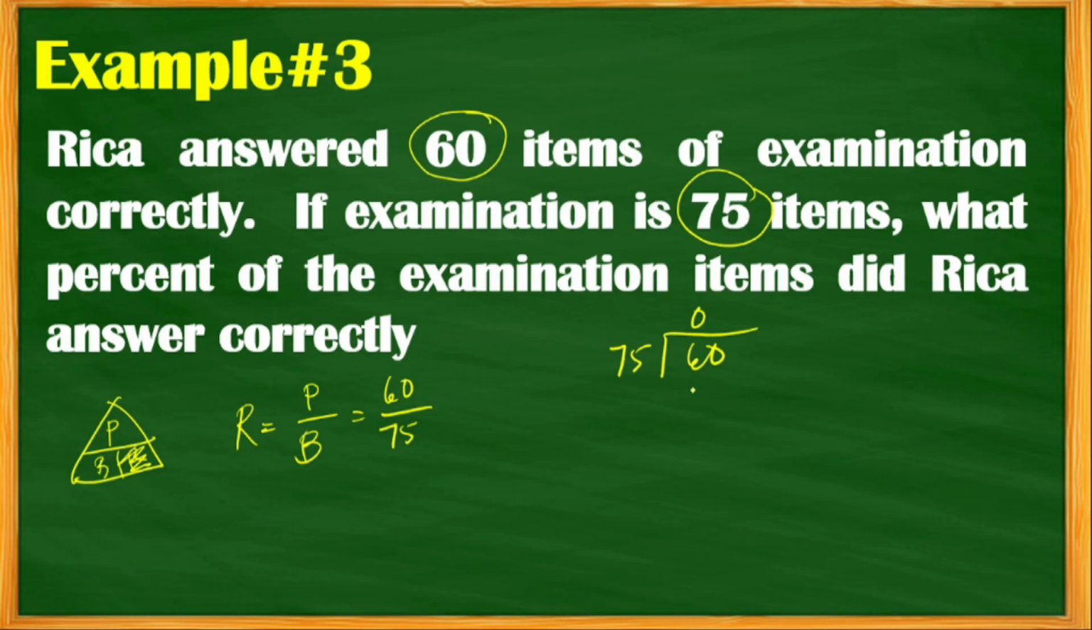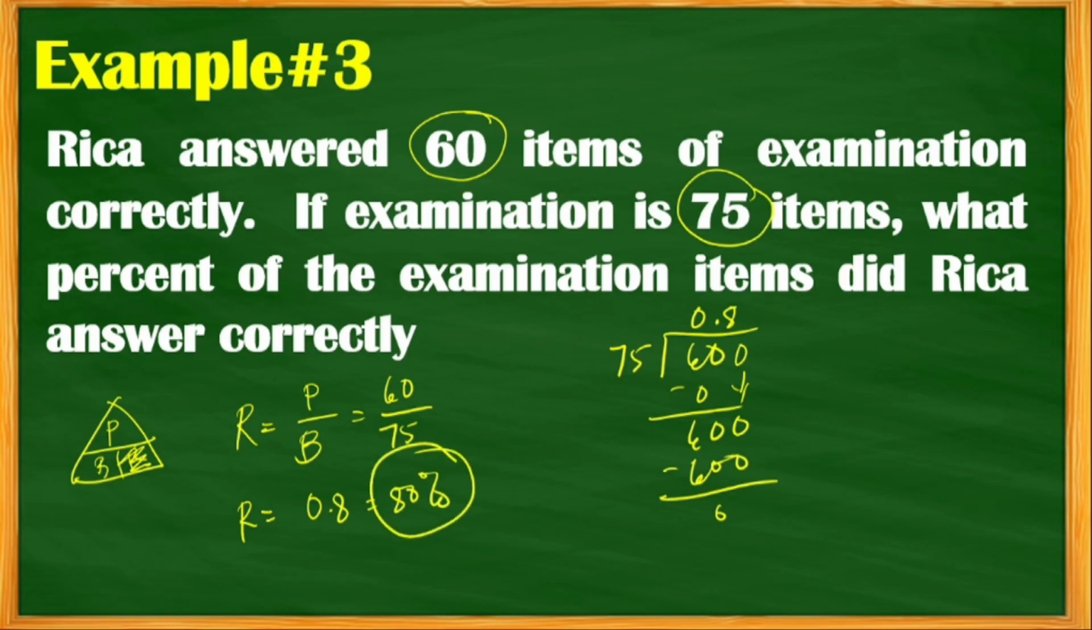0 times 75 is 0. Then bring down 60, add 0, add decimal. Then 600, bring down 0. 600 divided by 75 is 8. 8 times 75 is 600. Subtract 0. So the answer for the rate is equal to 0.8, which is equivalent to 80%. So you have the answer.